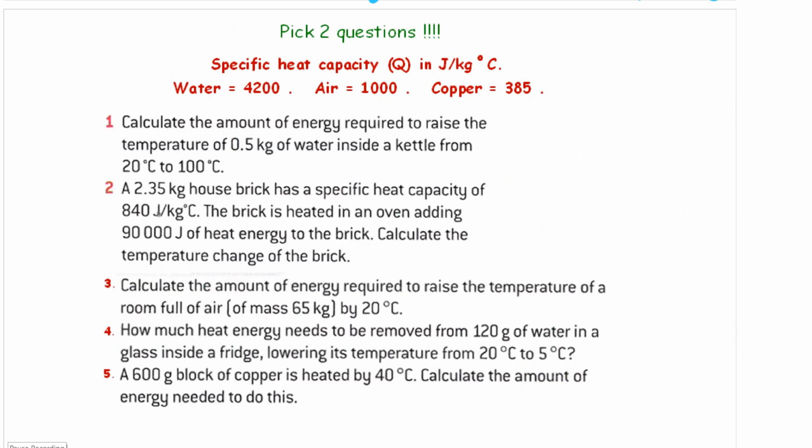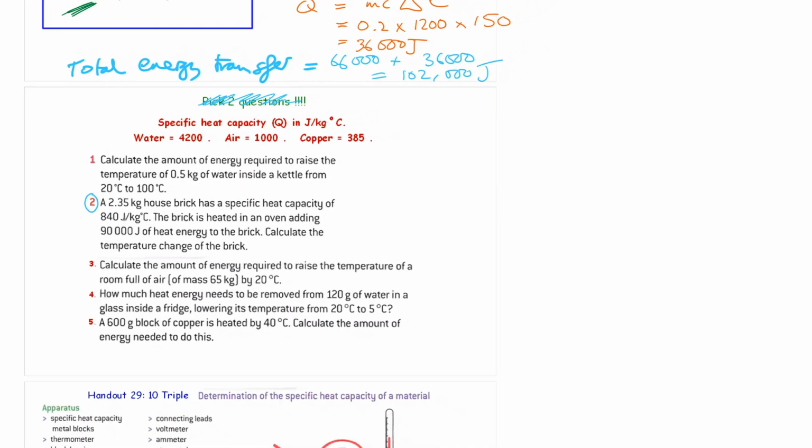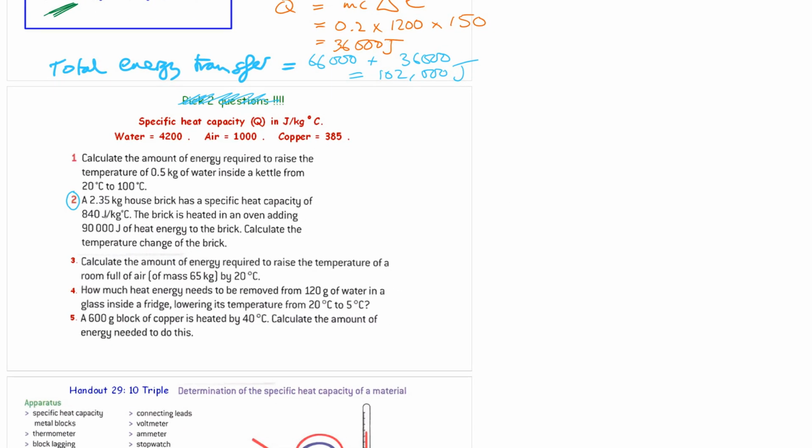Now we've got 5 questions here. Don't pick 2. I want all these 5 questions done. If you haven't got this in the handout, you're going to have to write down the questions. I'm going to try a tricksy one here. I'm going to have a go at question 2 because it does involve rearranging the equation. So let's have a go at question 2.